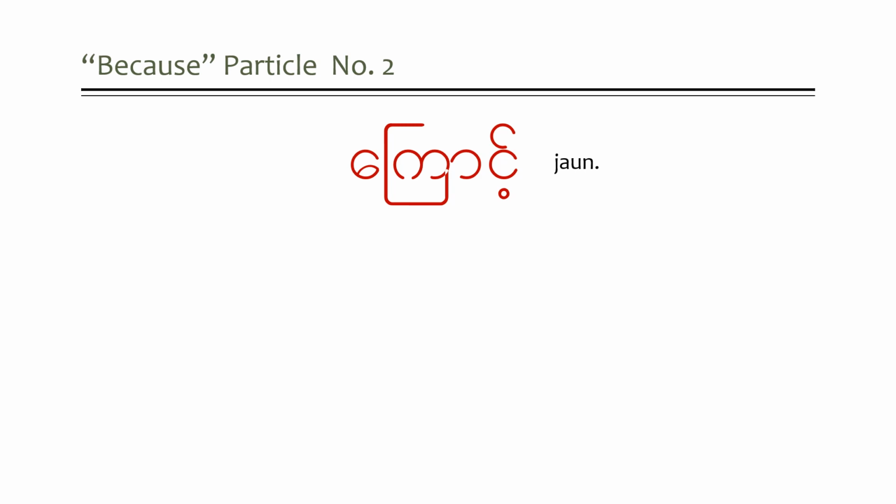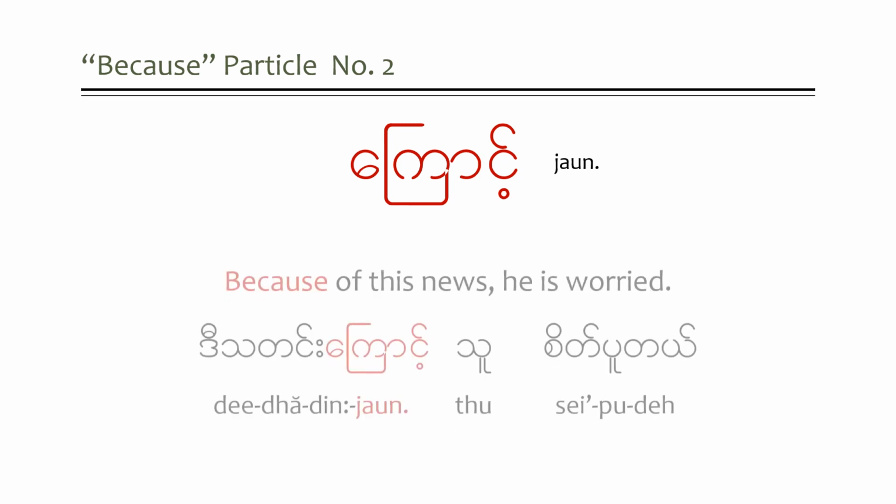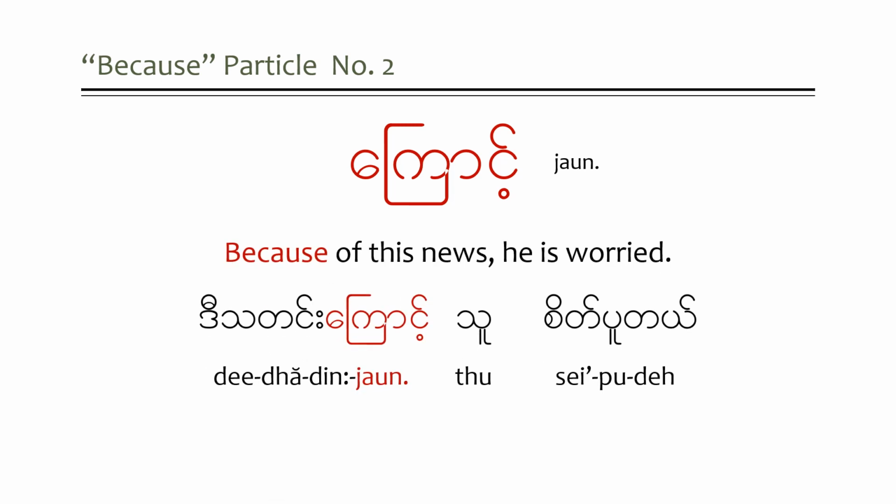The second particle is pronounced jaun. Let's look at how it's used in a sentence. Because of this news, he is worried. In Myanmar, di ding jaun tu se pure. Literally it means, this news because he worries. Now once again, the particle comes at the end of that first phrase. But the question is, why did we have to use a different particle? What's the difference?